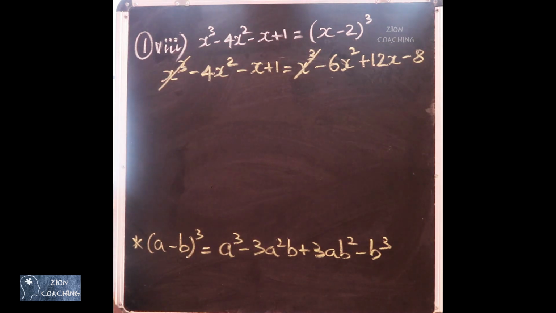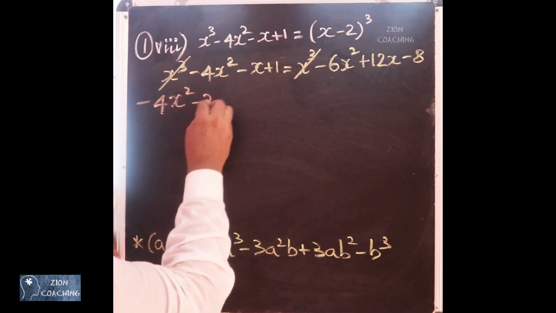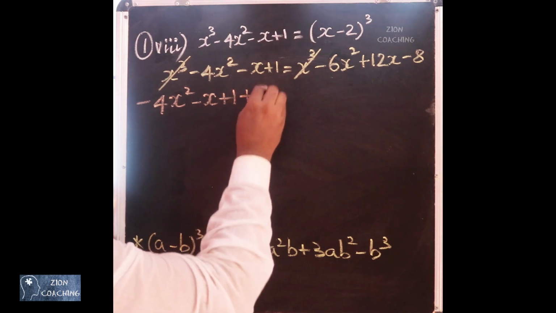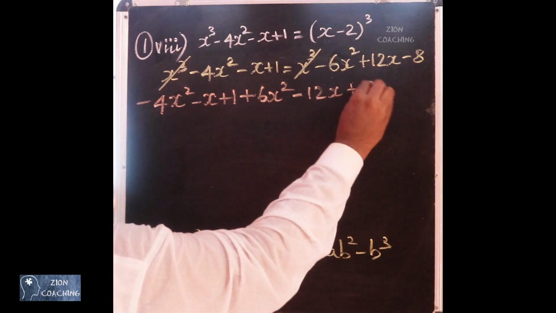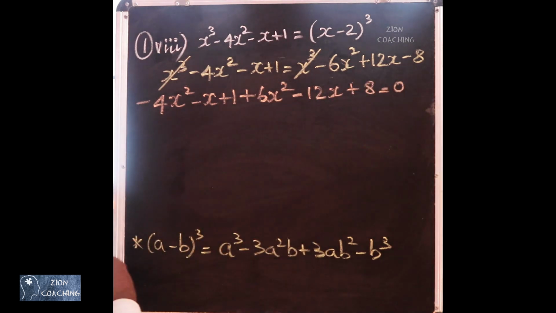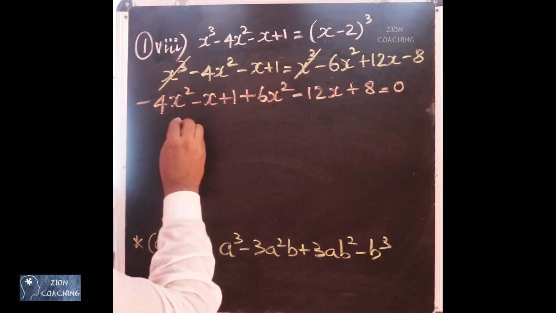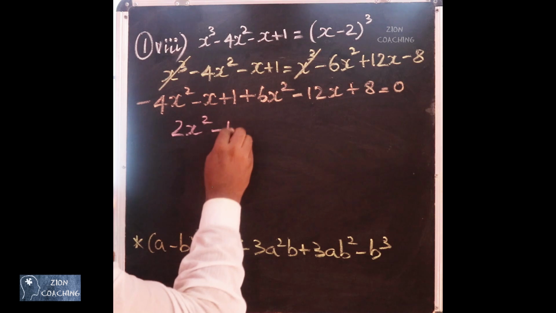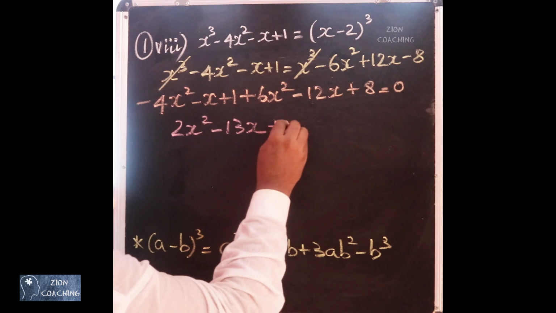We are going to bring all the other terms to one single side. So we are going to have minus 4x squared minus x plus 1 equal to, we will bring them to this side, so it will become plus 6x squared minus 12x plus 8 equal to 0. Now we are going to group all the common terms. So we will have minus 4x squared plus 6x squared is 2x squared. Minus x minus 12x will be minus 13x. 1 plus 8 will be 9.